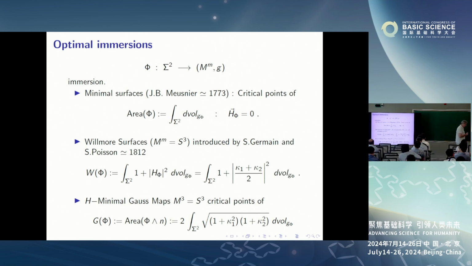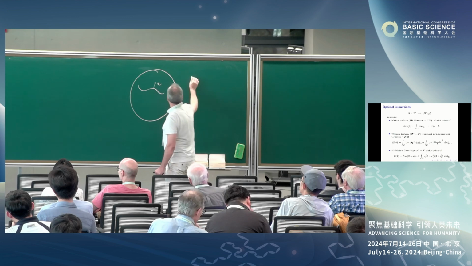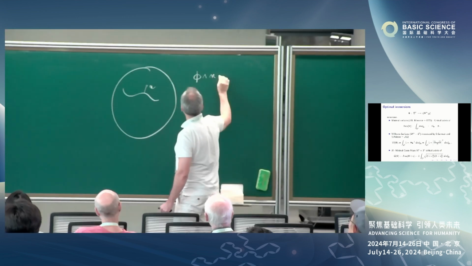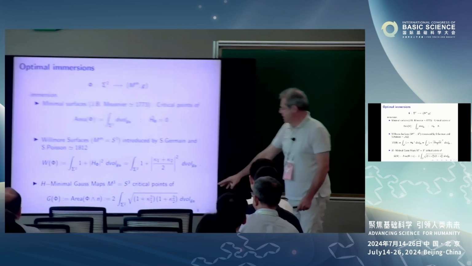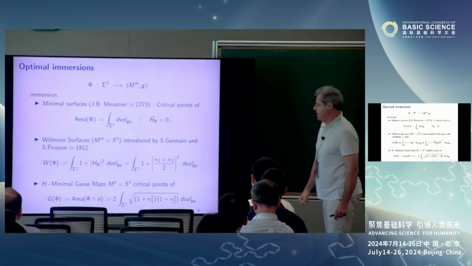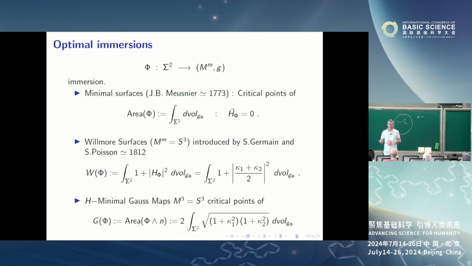So this functional, no worry if you don't get it at once, is the area of the Gauss map. So for a map into S3, you have the three-sphere here, you have your surface in the three-sphere, and you have the unit normal n, and you are producing phi wedge n. And you're looking at the area of this object, which is a two-vector. And you can prove that this is given in terms of the principal curvatures by this expression. So we'll see that.